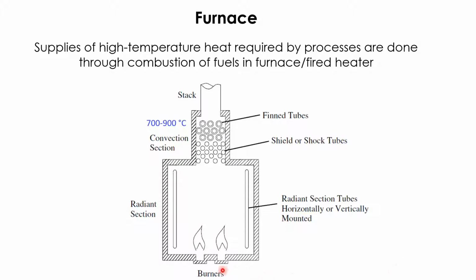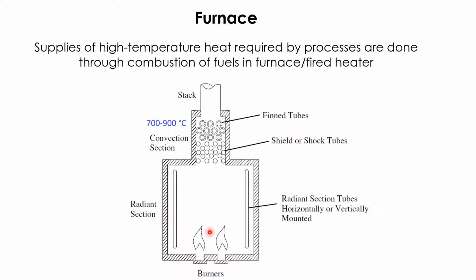You see that normally on the bottom side there is a burner that we use to burn the fuel. The fuel can be gas, LPG, liquid, or even solid like coal. In the combustion chamber, normally around it, it's surrounded by the radiant section. The radiant section is tubes that can be placed horizontally or vertically mounted around the chamber to harvest the radiation heat emitted by the combustion.